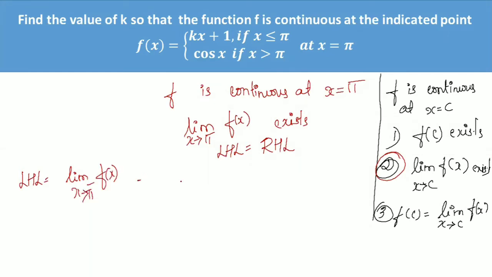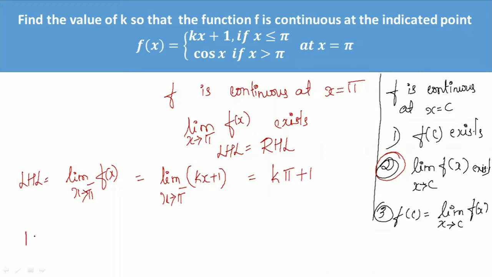So which definition do I have to use? Pi from the left means you're taking a value which is less than pi. Yeah, already I'm getting the answer. Good, Dikshita. Minus 2 pi is the correct answer. So you have to use the first definition. So it is limit kx plus 1, x tends to pi from the left. Now, wherever you have x, replace it by pi. So k is a constant, as it is, k into pi plus 1. So this is your left hand limit.